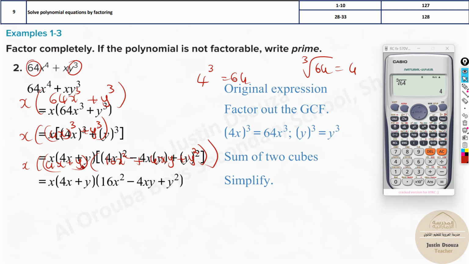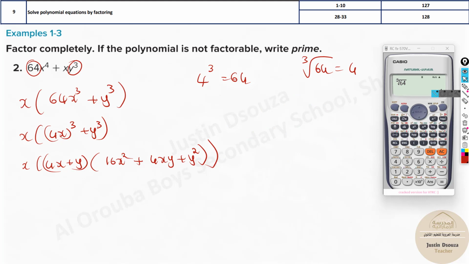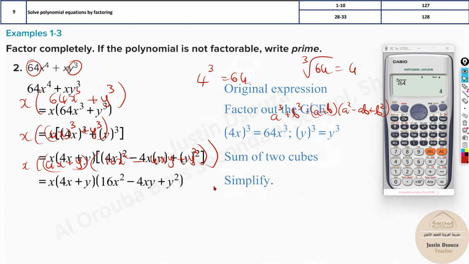See, it's x into 4x plus y, 16x squared. Now, okay, I have made a major mistake. I forgot to write the minus in the formula which I had written a while ago. I'd written a cube plus b cube equals a plus b, and then we have a squared minus ab plus b squared. Remember, if it's plus, we have minus inside. If it was minus, outside will be minus and this will be plus. So that's how we write the answers.